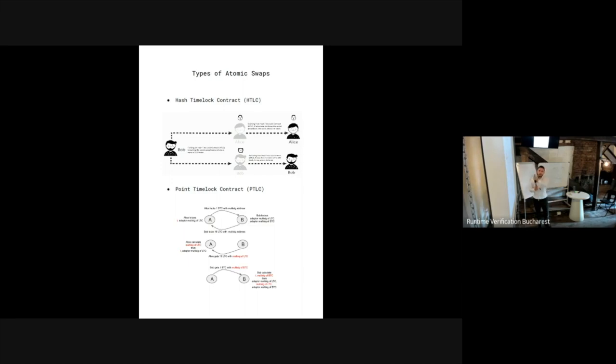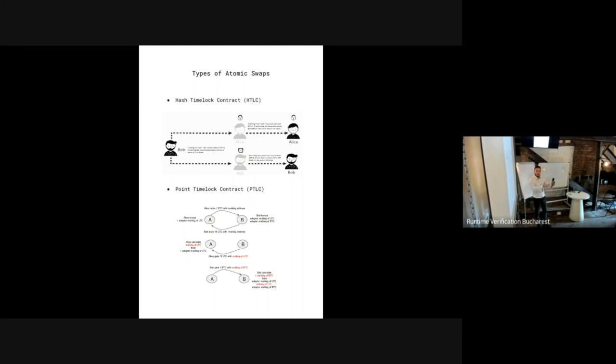And for this point time lock contract, I'm going to reduce the cryptography behind it so it's much easier. Basically, what it does, if Alice initiates the trade, she's going to sign the release of the funds, but she's going to tweak her signature. And by that, because Schnorr signatures are linear, you can just add a number to your signature.